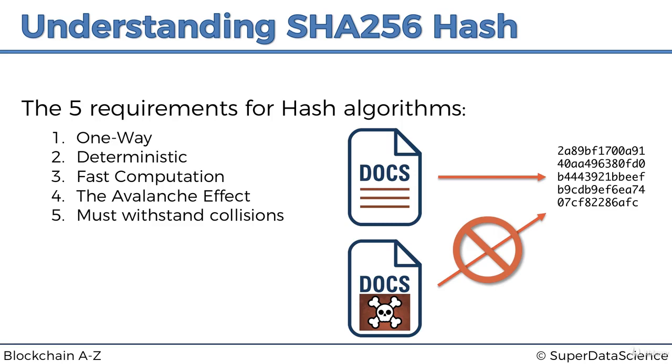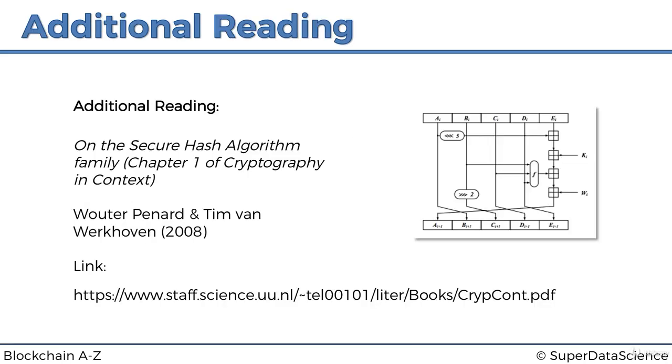And to finish off, here's the promised additional reading. If you'd like to learn exactly how the SHA256 algorithm works, then you can check it out here. The paper is called On the Secure Hash Algorithm Family. It's actually not a paper, it's a chapter in a book. It's chapter 1 of Cryptography in Context. That chapter 1 was written by Penard and Verhoeven. And the link's over there. The link will also be in the notes for the course.